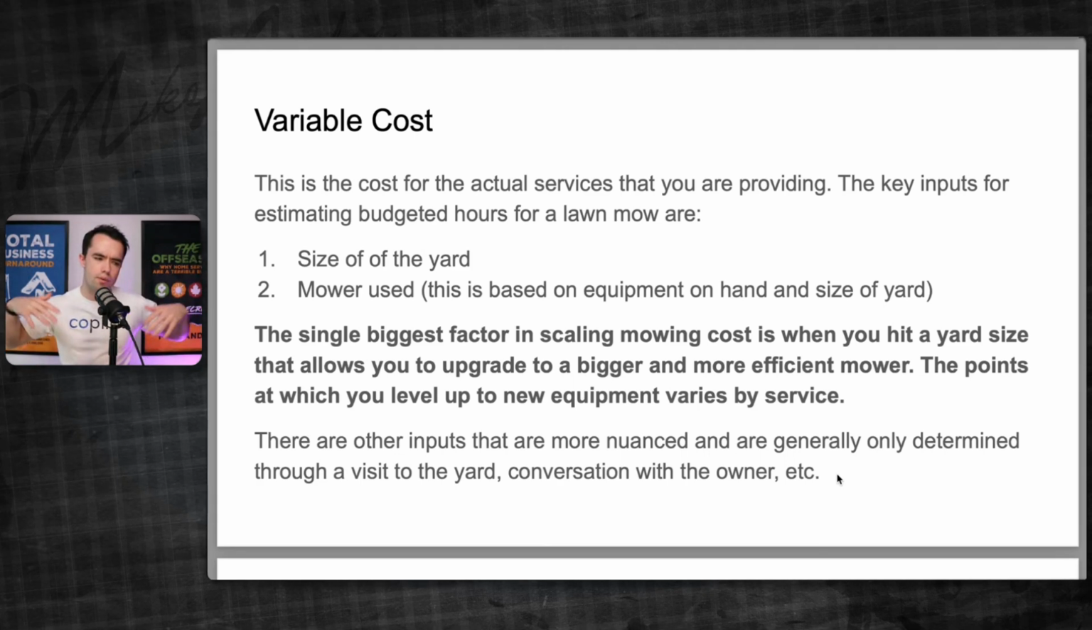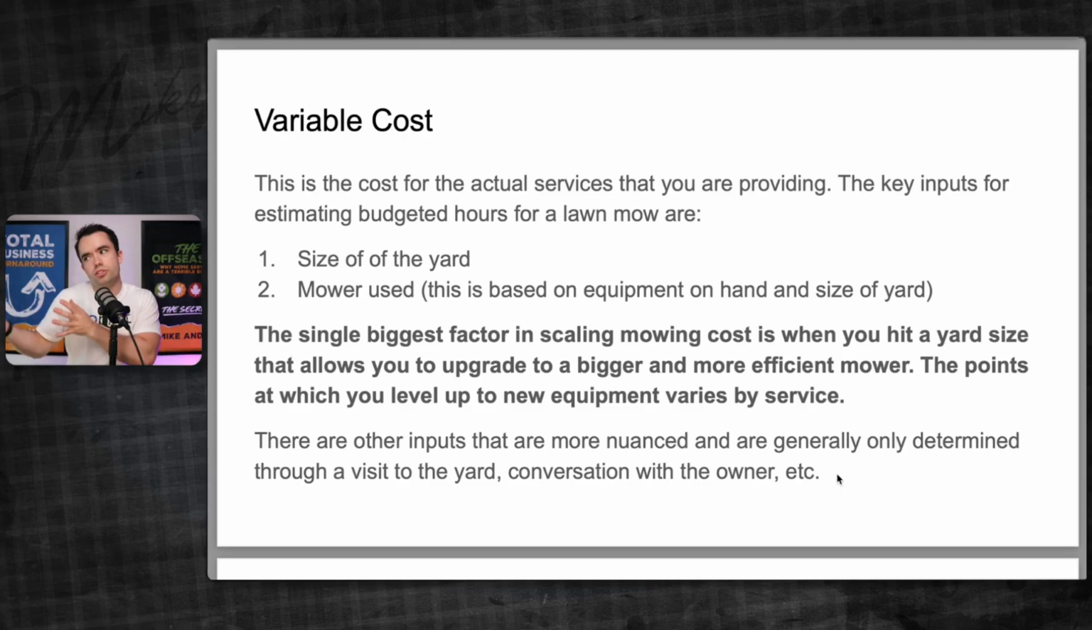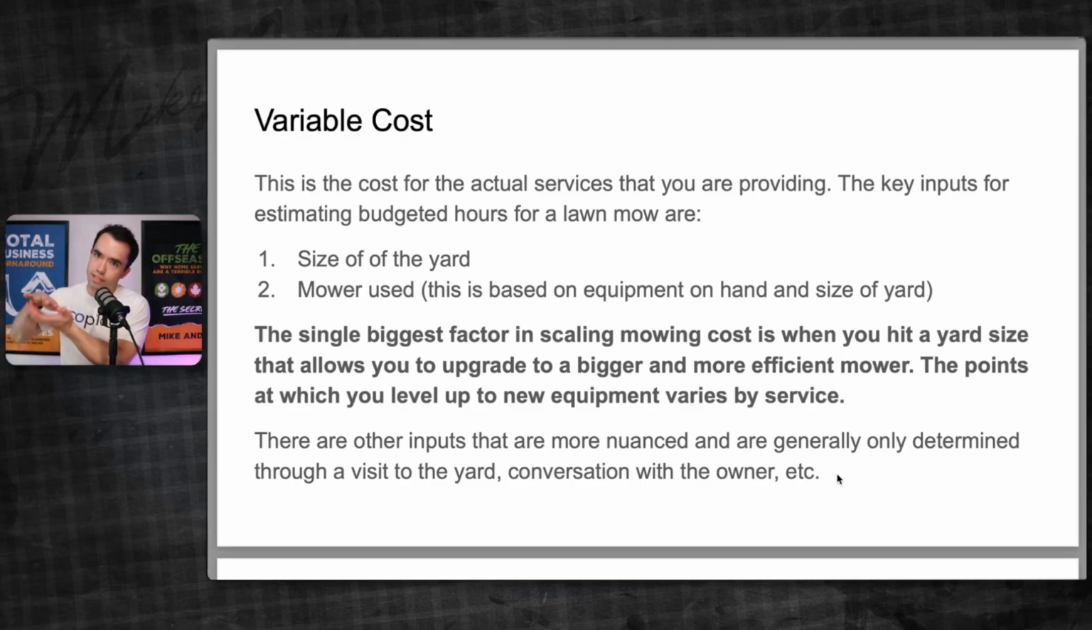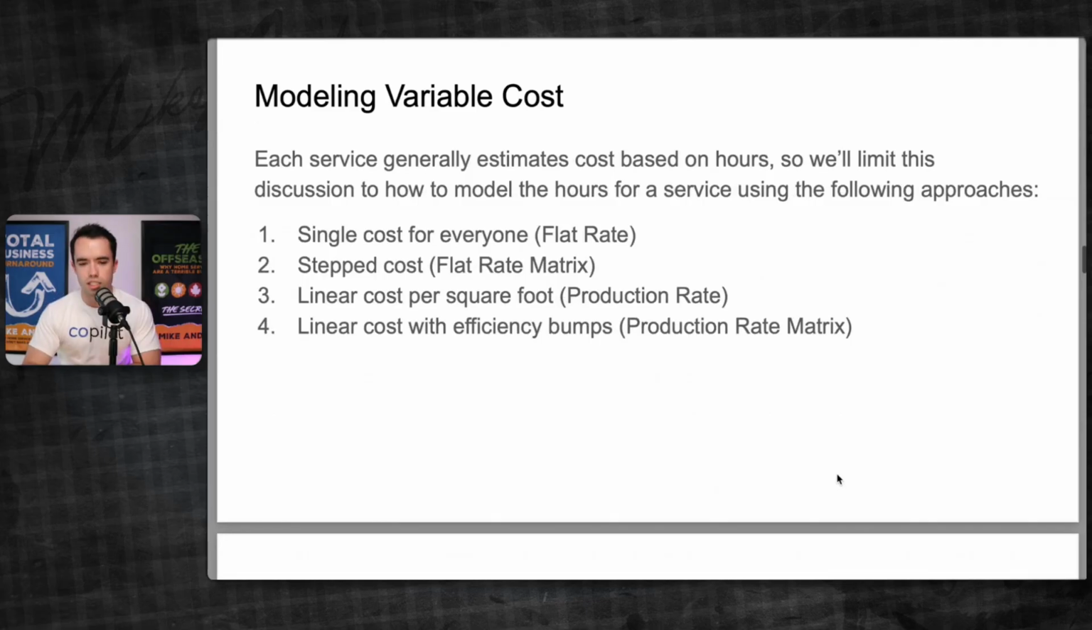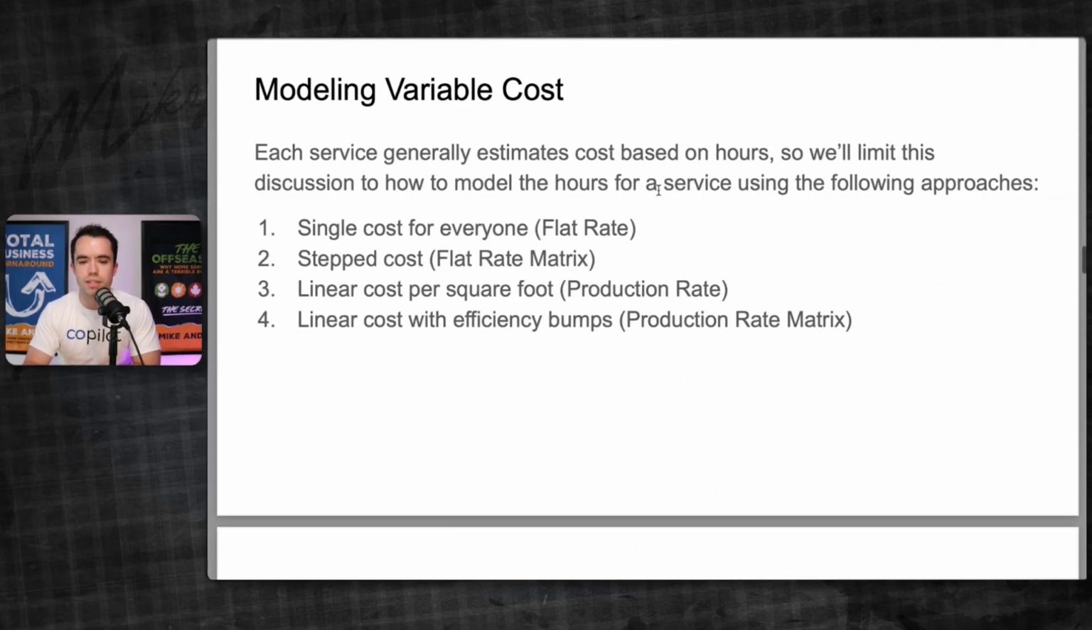You can't just say, oh yeah, we mow X amount per hour. Okay, great, but what piece of equipment are you using? Well, if it's a small yard, we can only use a smaller piece of equipment, so our production rate's lower. So these are things you gotta think about. So let's model this variable cost. Each service generally estimates cost based on hours, so we'll limit this discussion to how to model the hours for a service using the following approaches.